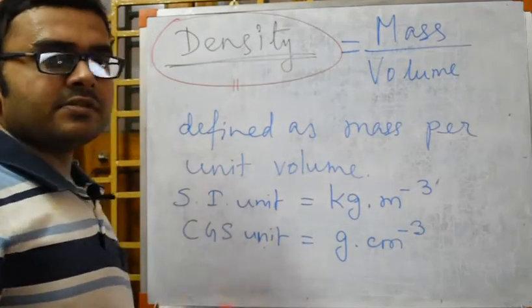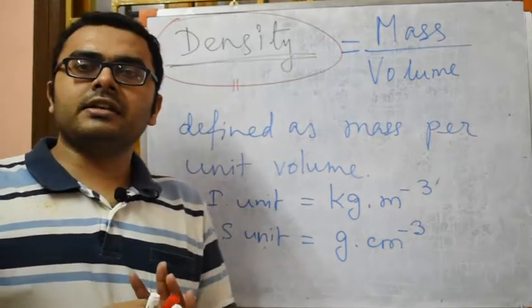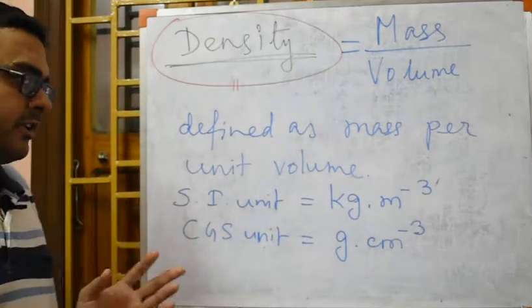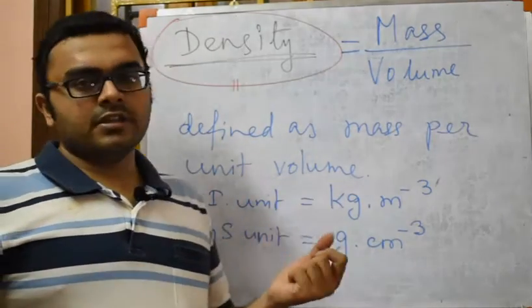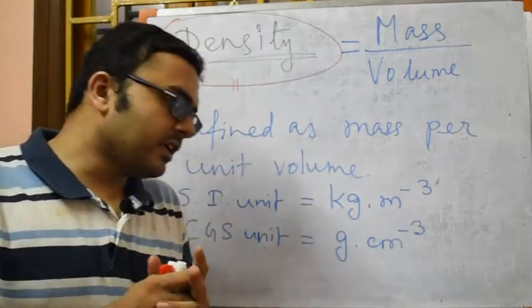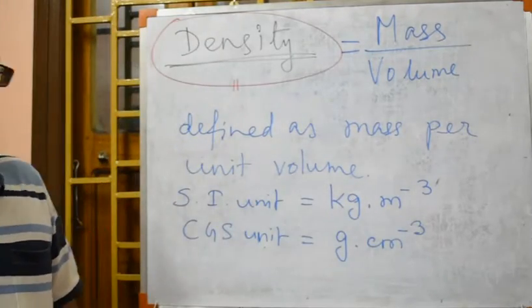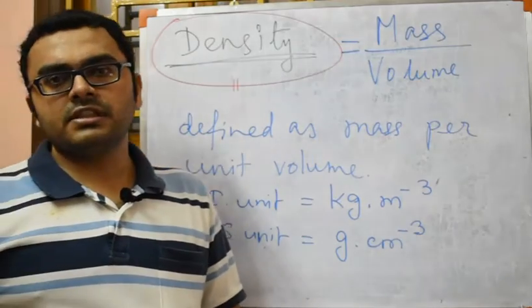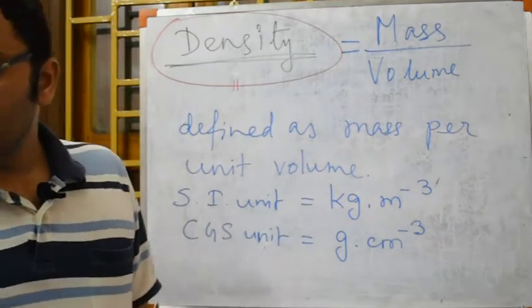So different substances have different densities. If I take iron, it has a certain density. If I take aluminium, a certain density, steel, a certain density. So different substances have different densities, and in this way you can measure the density of any substance that you have taken.